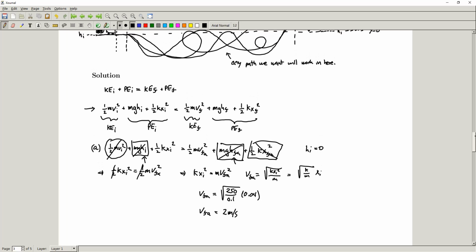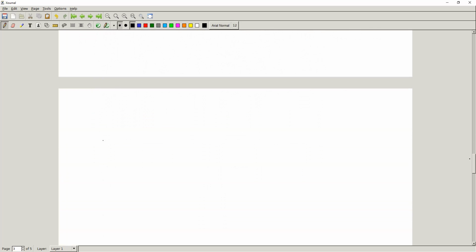So I'm going to rewrite this sort of general key equation here that we've generated above. Maybe I should box that a little bit. Okay, so I'm going to rewrite that one down below, and we're going to work with it again here in part B. Okay, so again, what do we have?